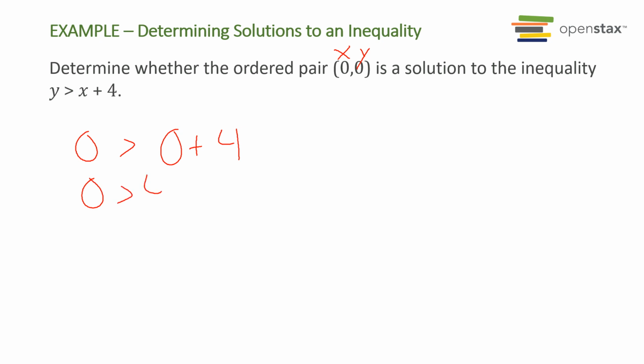So 0 is greater than 4. Is that a true statement? No, that's not. 0 is not greater than 4. So it's not true, so it is not a solution. A lot of times, when we're checking a point, we call it a test point, to see if it satisfies the original inequality or not.